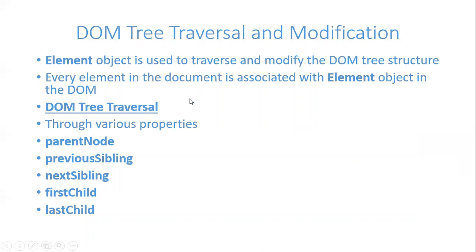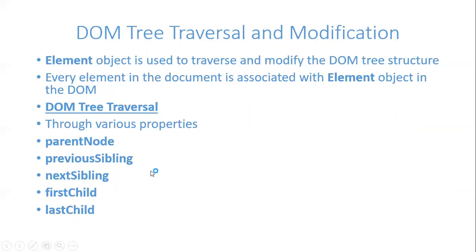The document object model comes with two kinds of activities or functions, that is tree traversal and modification. Since the document object model, or any HTML file, can be represented as a tree, we need two things as far as a tree is concerned. One is tree traversal, the other is modification of a particular tree. Element is the object that we use to traverse and modify a document object model tree structure.